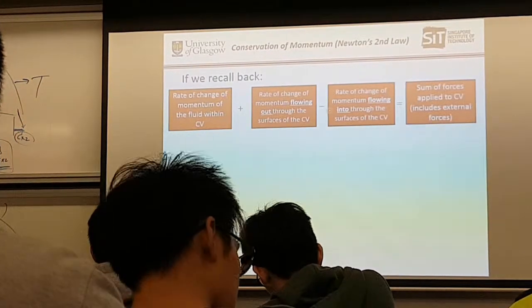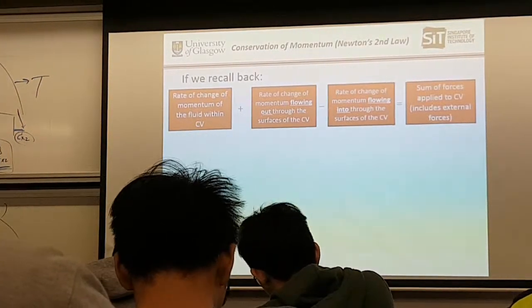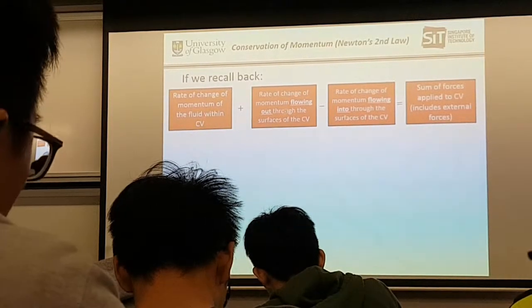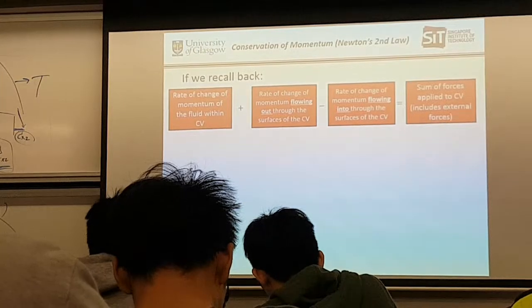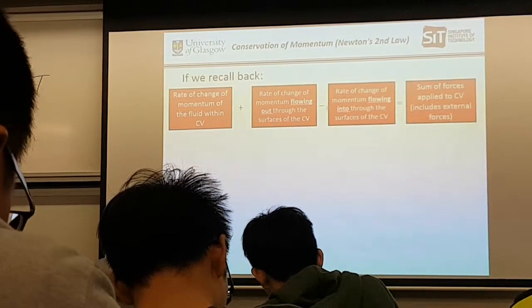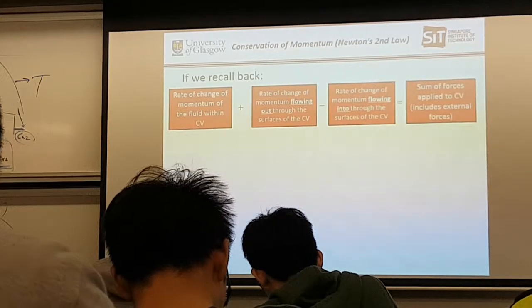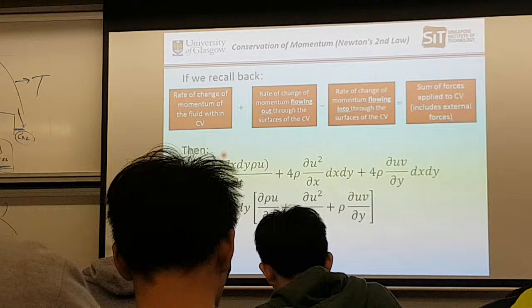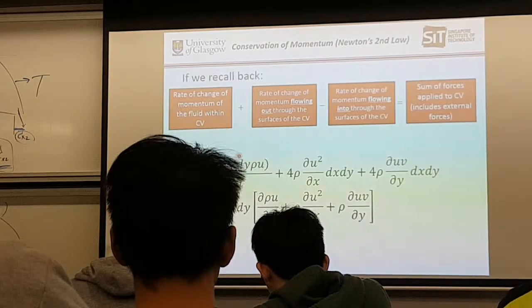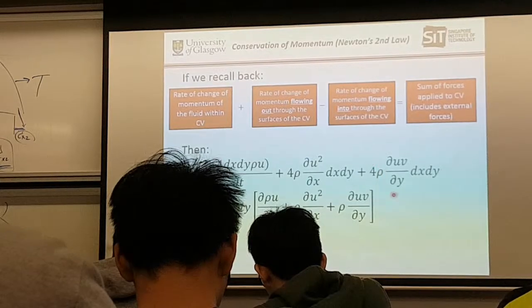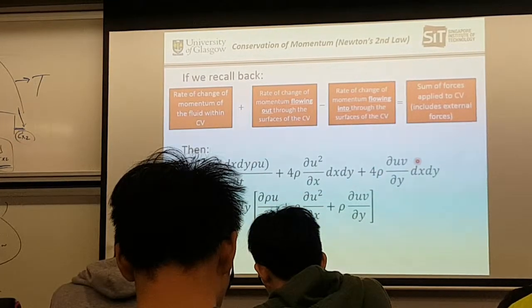So, if you recall this statement that I've written: the rate of change of momentum within a control volume, plus whatever is going in, minus whatever is going out, equals the net force that we have. These 3 boxes here, I've already derived for you. This first term is the first box, this second term is the second box, and obviously the third term is the third box. How do we know? Actually, it's very simple.